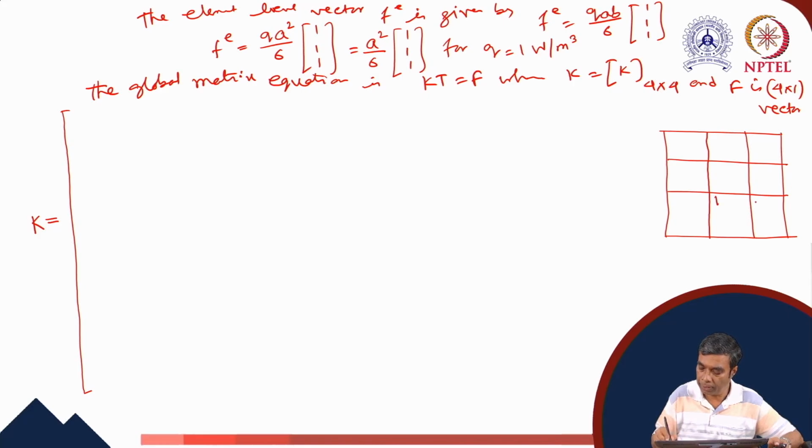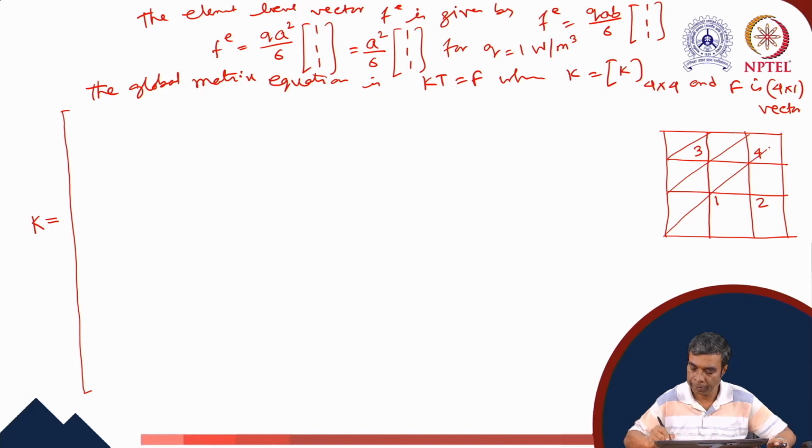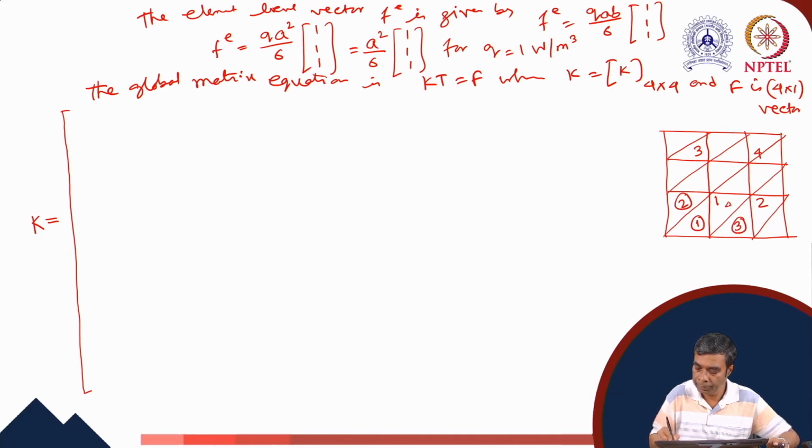So this is global equation number 1, global equation number 2, global equation number 3, global equation number 4. And we generate the elements here. Element 1, 2, 3, 4, 5, 6, 7, 8, 9, 10, 11, 12, 13, 14, 15, 16, 17 and here we have 18.